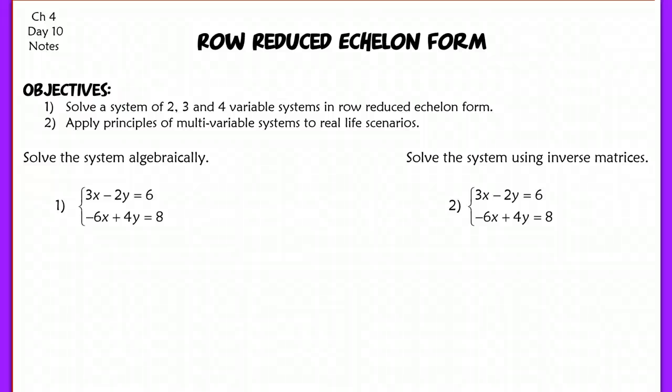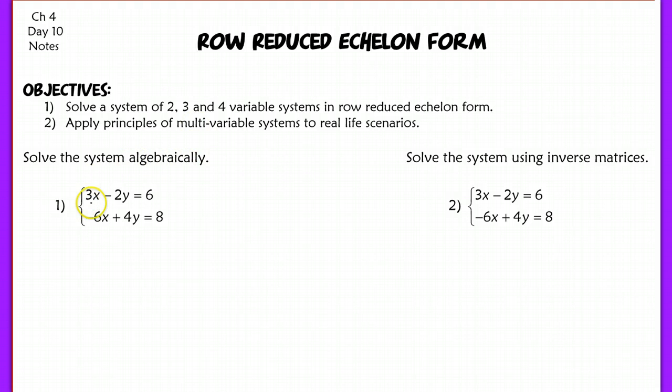For day 10, we are now going to be using row-reduced echelon form to solve systems. So I've started off here with two problems, both that are the exact same, but we're going to use two different methods to solve them. For the first system, I want to solve this algebraically.